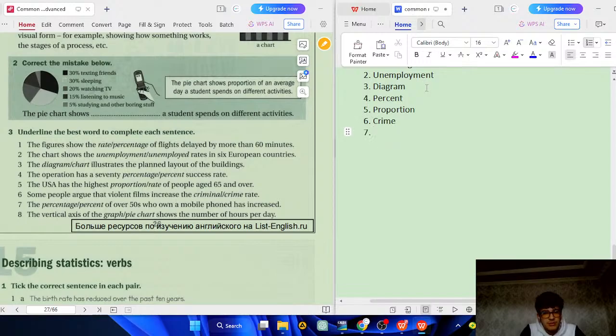The percentage of over 50s who own a mobile phone has increased. The percentage. The vertical axis of the graph, pie chart. Where's graph?